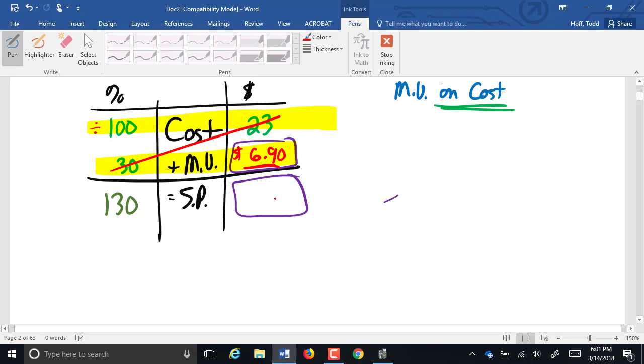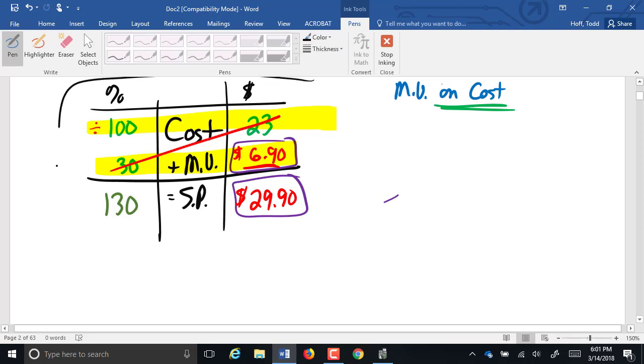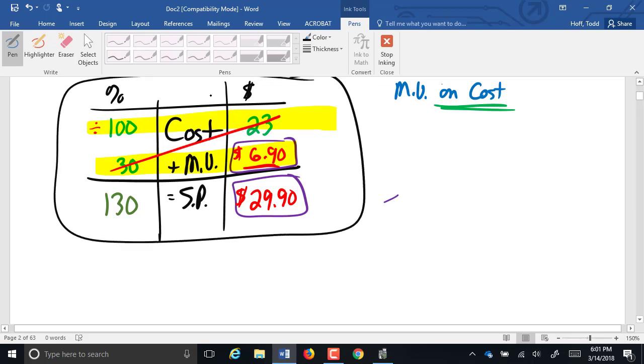We could do the same thing to find the selling price. We could ignore the middle row and cross multiply or divide, or we can just go ahead and add that up, $29.90. Now you might be looking at, why would we make all that big table for a problem like this when all we had to do was find the percent and add it on? Well, because we run into problems where it's not that simple.